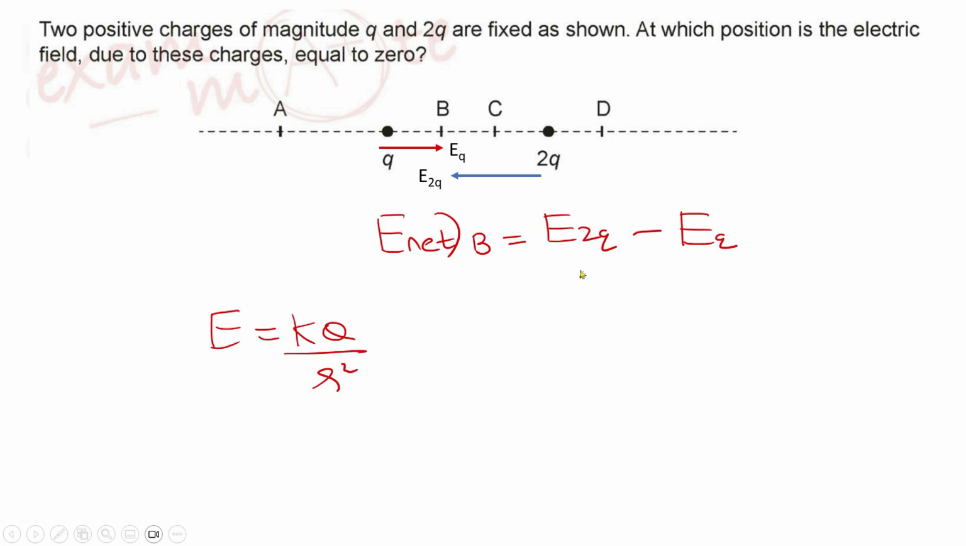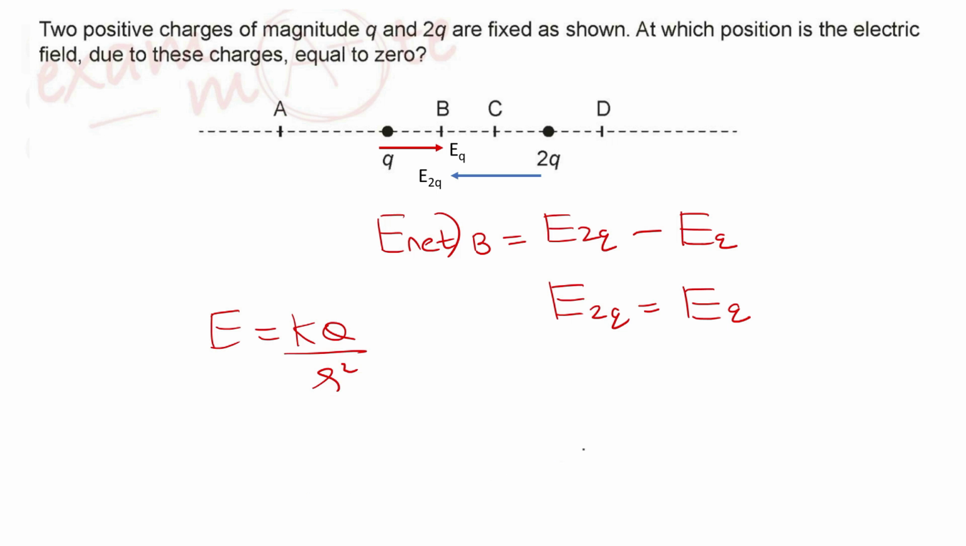So in this case, it is possible that the value of E2Q should be equal to electric field due to Q. And why is that? Because the point B is closer to point Q. Q is the smaller charge and 2Q is the bigger charge. So B is at a far off distance. So it is possible that these two electric fields could be equal to each other.